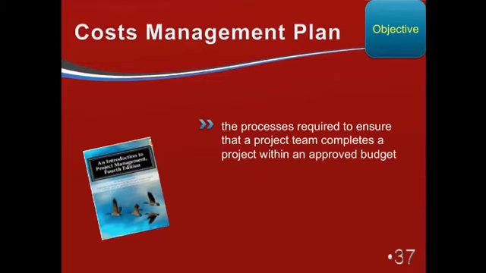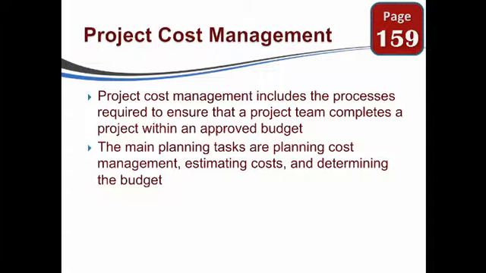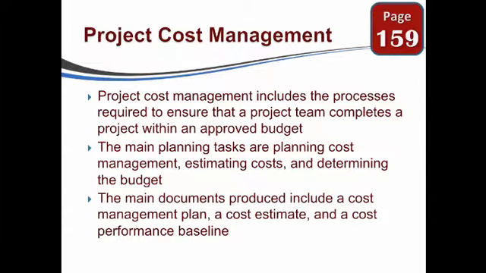Let's talk a little bit about the cost management plan. The nice thing about the cost management plan is this is usually the plan where people are paying a lot of attention, so you're going to have to report it often. It's the process that is required to ensure that a project team completes the project within the approved budget. Before, we talked about time; now we're talking about budget. This is the process that we use to track costs. It has to do with estimating costs and determining budgets, and the main documents produced are a cost management plan, a cost estimate, and a cost performance baseline.